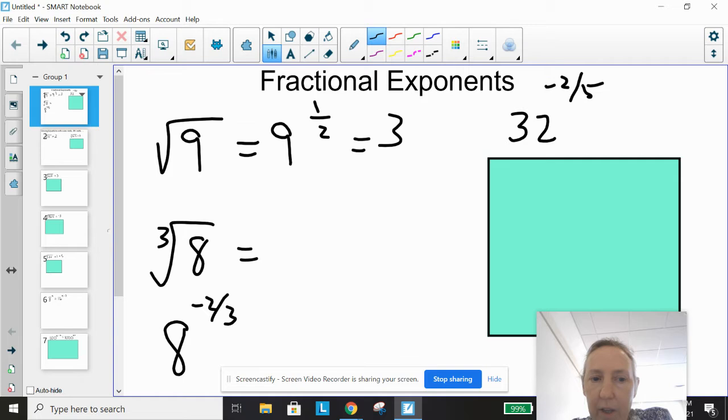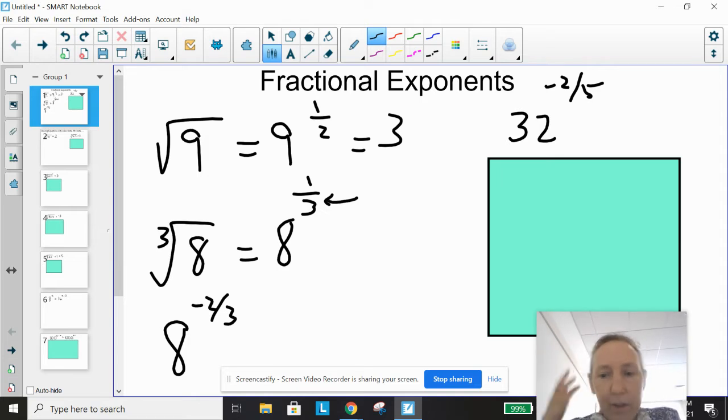So how would you write the cube root of 8? If the square root of 9 is 9 to the 1/2 power, what do you think the cube root of 8 is going to be? Hopefully you guessed right, and you said 8 to the 1/3 power. So the denominator of a fraction tells you what the root is. The denominator of the fraction tells you the root, and you know that the numerator is to what power? So what's the cube root of 8? What number times itself 3 times equals 8? And the answer to that is 2.